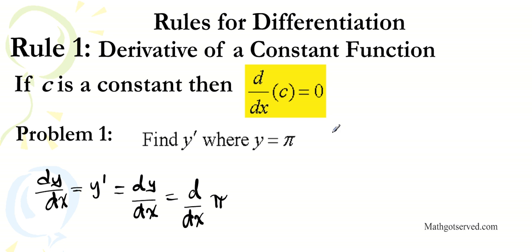All right, so in this case, if we compare this situation to this formula, the constant is pi. You know that pi is a number, right? It's a constant, 3.14 and it goes on like that. So since pi is a constant, the derivative of a constant is equal to 0. So the derivative of pi with respect to x is simply 0. So that's our final answer. All right, now let's move along to another example.